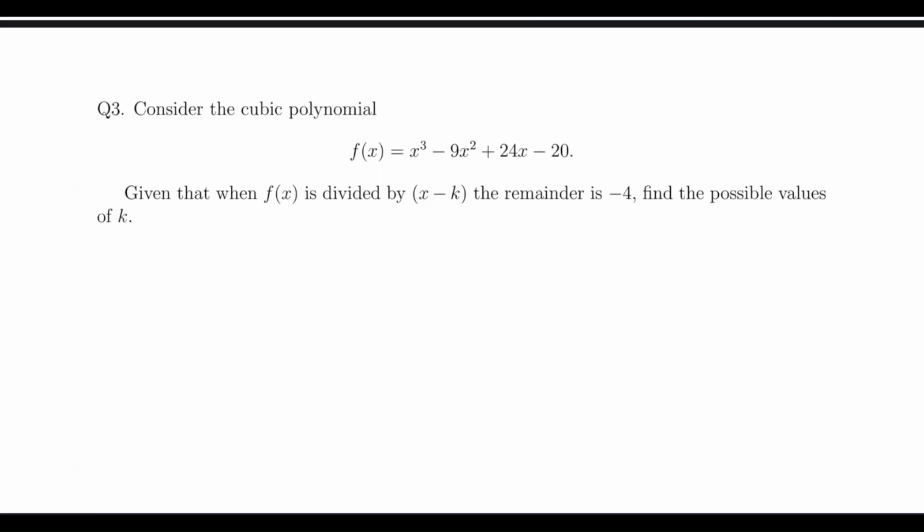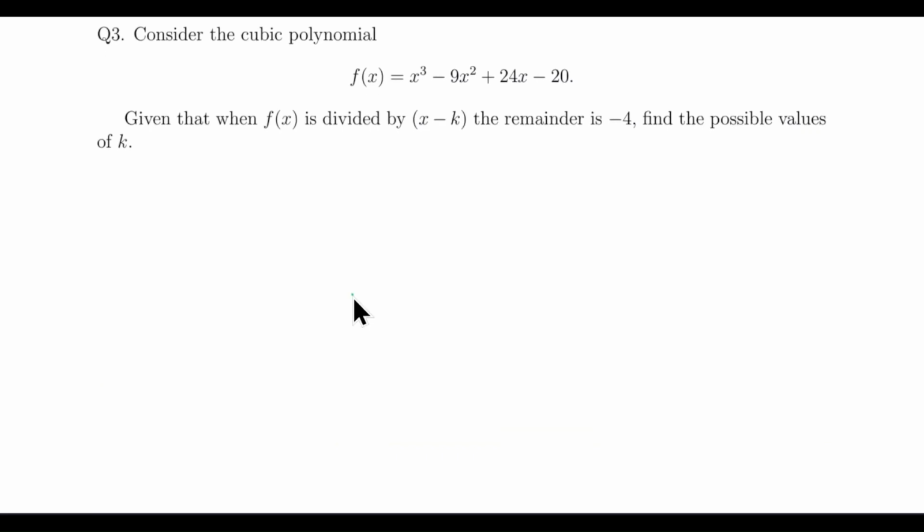Right. If you have a cubic polynomial and it is given that when it is divided by x minus k, its remainder is negative 4, then what are the possible values of k? I think I can use synthetic division over here, right? So I'm going to perform a synthetic division. I hope you guys know how to do it.